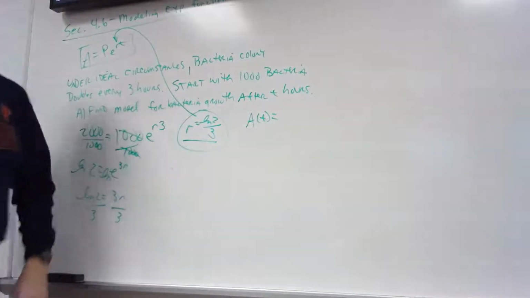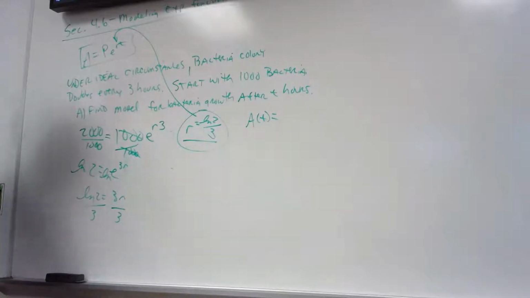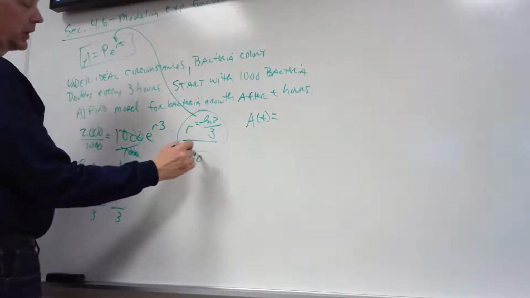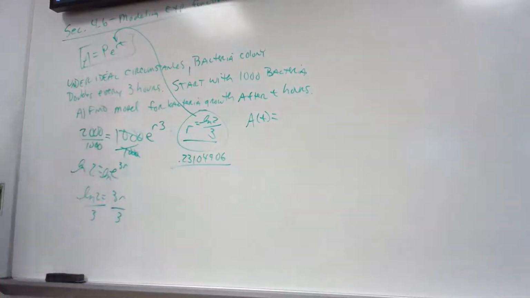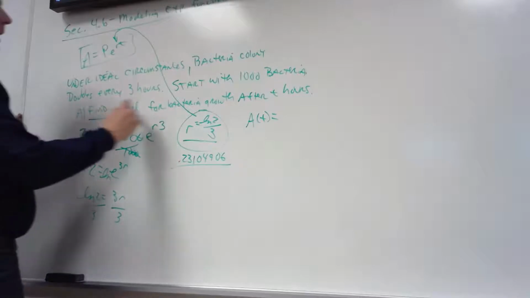So A of t equals what? So we're going to create our model. So go to Joey. My calculator says 0.23. Oh, okay. 0.23104906. Okay, so you could use that, or you can just use this, and I'm totally fine with that.